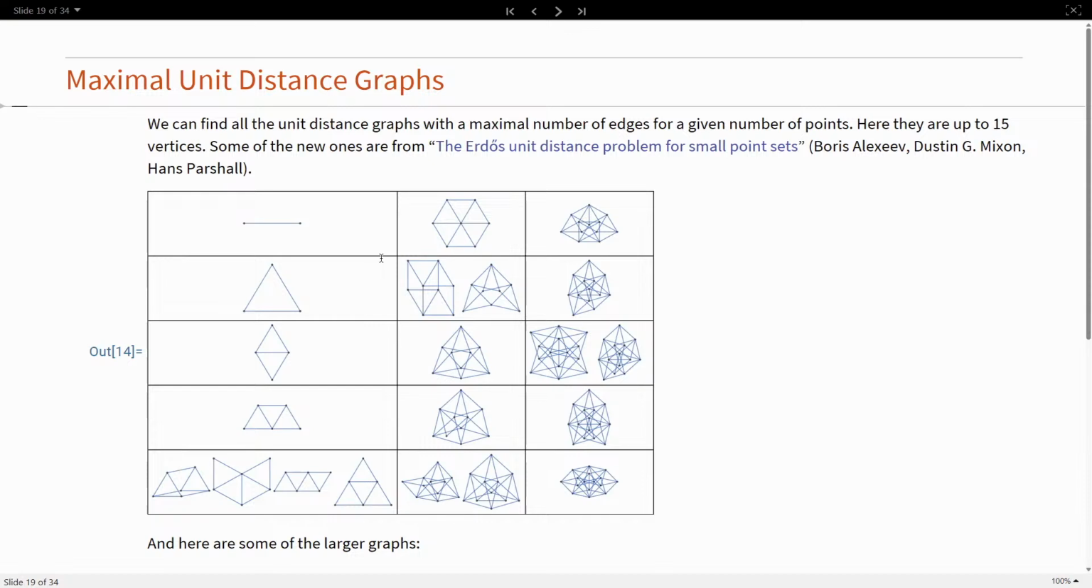So another question we can ask is, what is the maximal number of edges needed if you have a given number of vertices? For example, with 7 vertices, we can prove that the maximal number of edges you can get is 12 if you arrange them in a hexagon. This is known as the Erdos unit distance problem. And there's a paper which I'd link to.